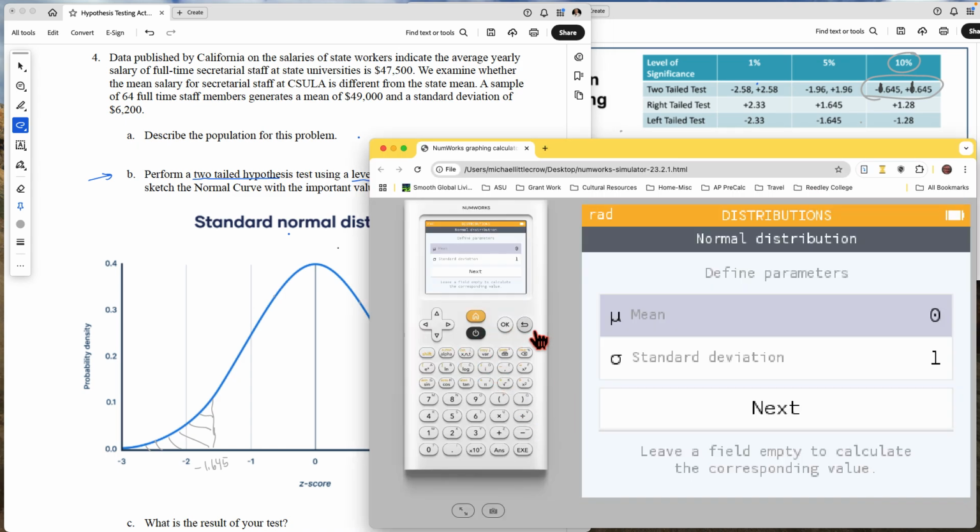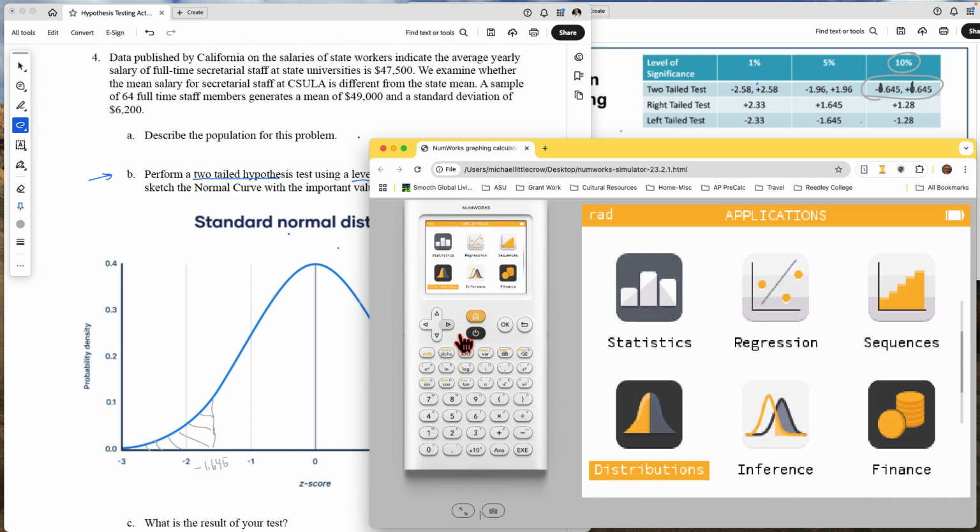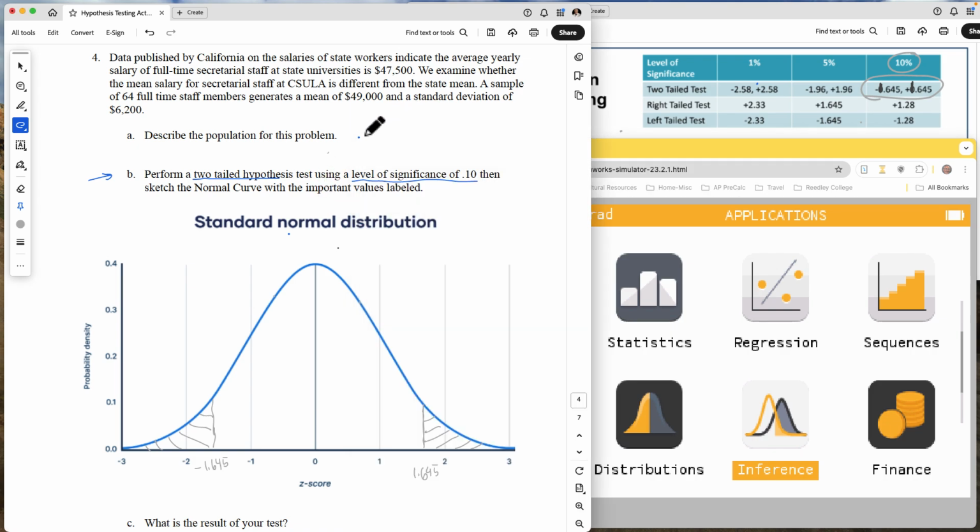And so we're going to go back here. Let's go back to inferences, and actually, let's read, and we'll get this set up. So data published by California salaries of state workers indicate the average yearly salary of full-time secretarial staff at state universities is 47,500. So that's our population that we're talking about here. Full-time secretarial staff. They described it for us, right? But I think that's why they asked this question, who are we talking about?